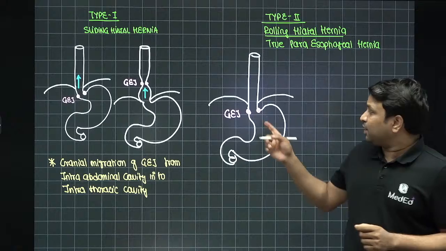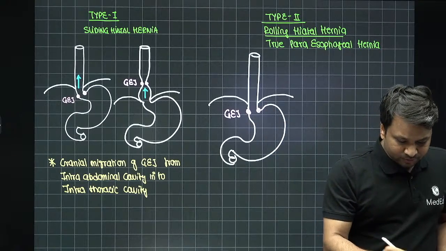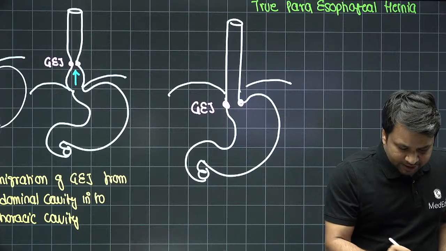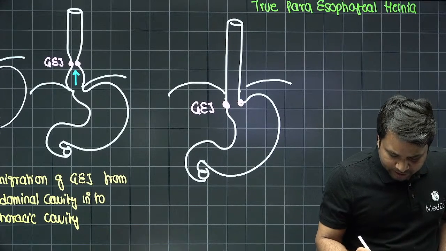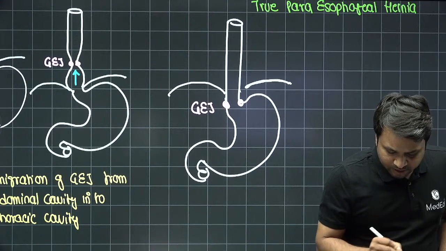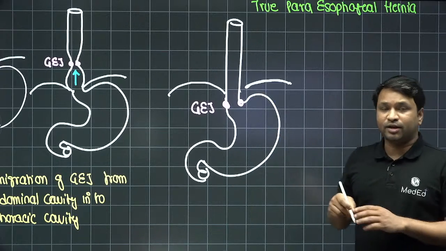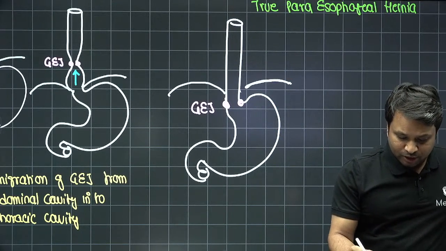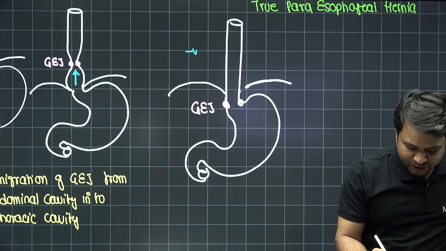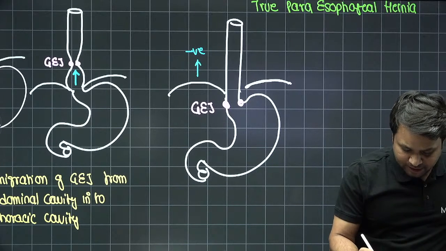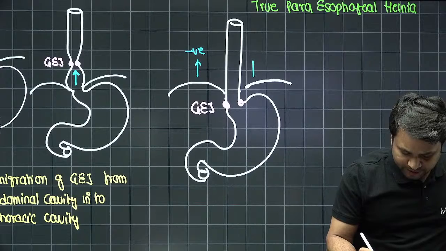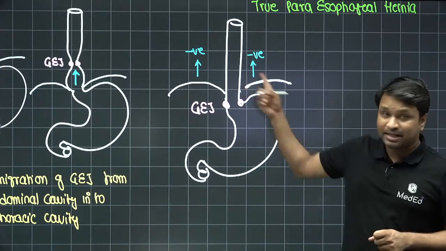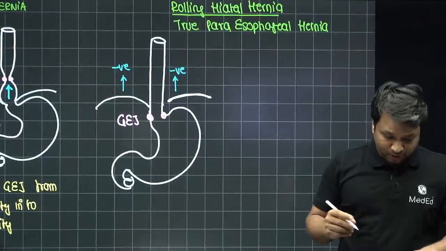Now, imagine if one of the crus becomes weaker, and there is a small defect created at the level of the crus. And we all know inside the thorax we have negative pressure, right? So intrathoracic pressure is a negative pressure, and we all know negative pressure is a pulling pressure. Now under the influence of that pulling pressure, the stomach will be pulled into the intrathoracic space.